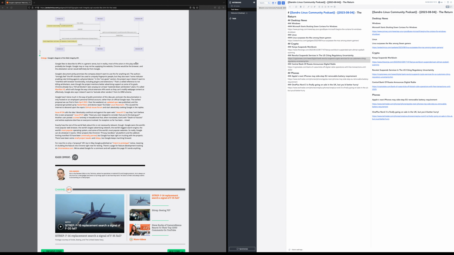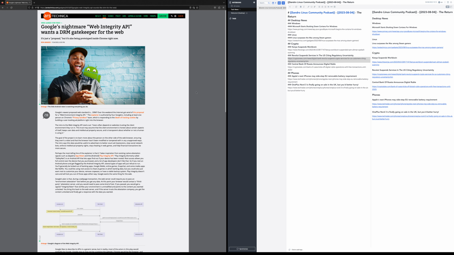So apparently Brave, Vivaldi, and Mozilla have sent a response to this, and they do not like it. But yeah, people are saying this is going to be kind of DRM for the internet, and of course DRM has not been good for software freedom historically.